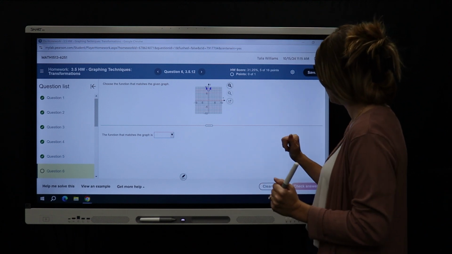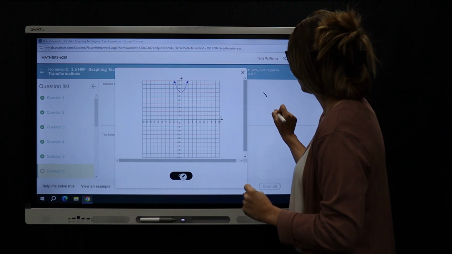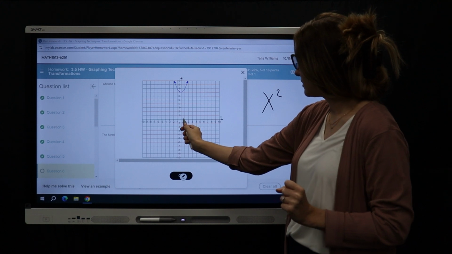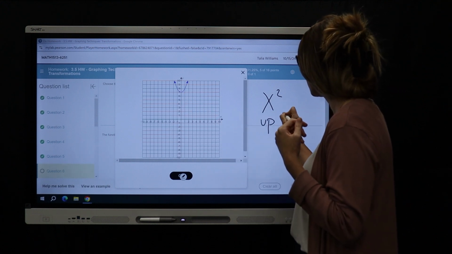Okay, this one has been moved. Let's see what we got here. It's an x squared graph because it's a parabola. It's just at the top. It's not at 0, 0. It's at 7, so this graph has been moved up 7.